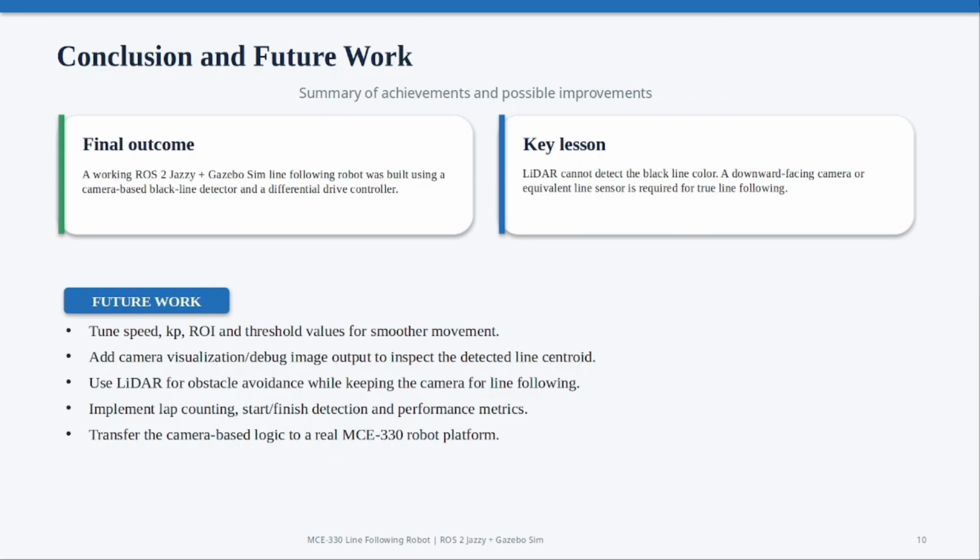For future work, the controller parameters such as speed, kp, and threshold can be tuned for smoother behavior. We can also add a debug image output to visualize the detected centroid directly. Another possible improvement is to use LiDAR for obstacle avoidance while keeping the camera for line following. Now we will demonstrate the working project.